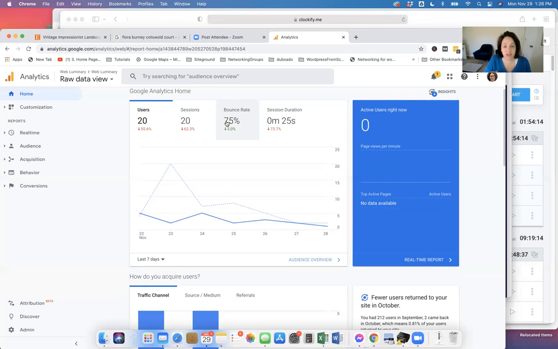Page view. So I talked about a page view. A page view is exactly what it sounds like, a person viewing a page. There can be a person on your website and they view multiple pages. That would each count as a page view.